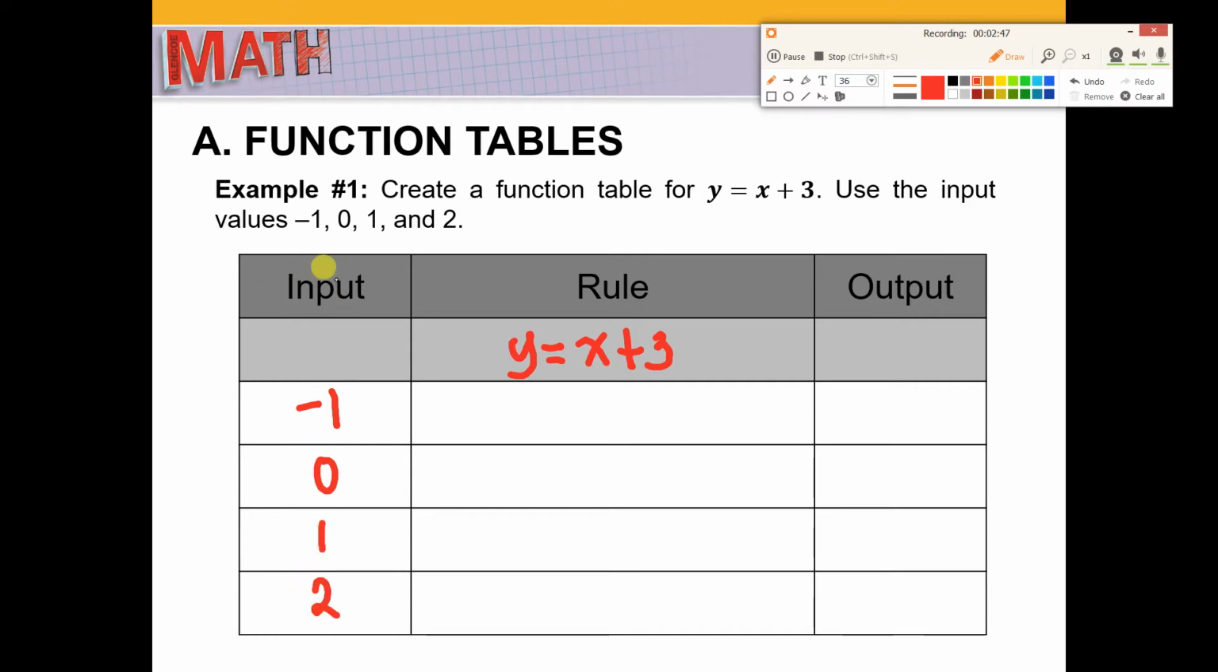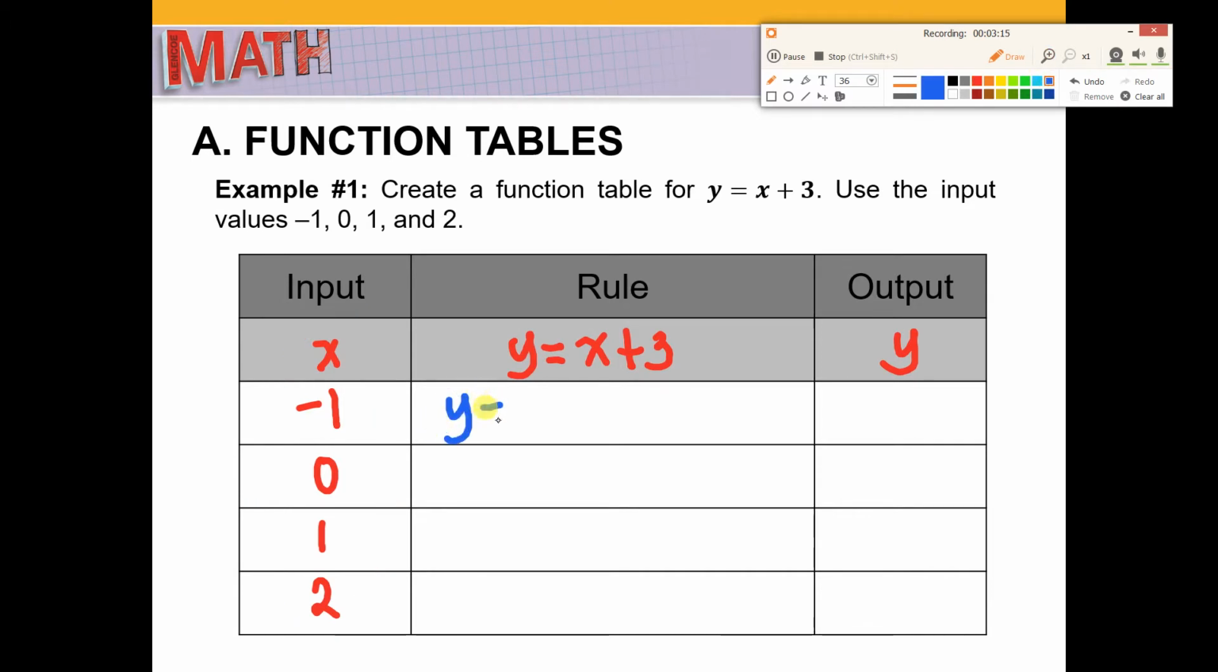And we know that the inputs are the x values and the outputs are the y values. Now, what do we have to do? You have the rule that y is equal to x plus 3. So what you have to do is exchange the x with these values. So let's try and do that.